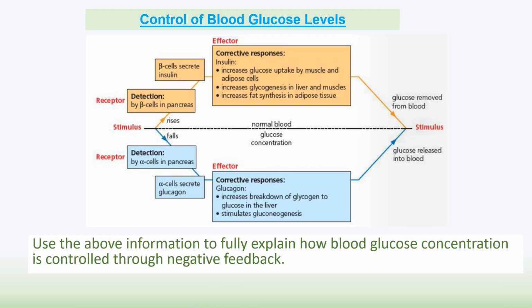So you need to be able to talk about this overall and talk about it through negative feedback terms. So when the blood sugar levels get too high, the beta cells detect it, release insulin, and cause these changes to happen. When the alpha cells detect low blood sugar levels, they get activated, causing these reactions to happen. And therefore that increases the blood sugar levels or decreases them due to negative feedback.